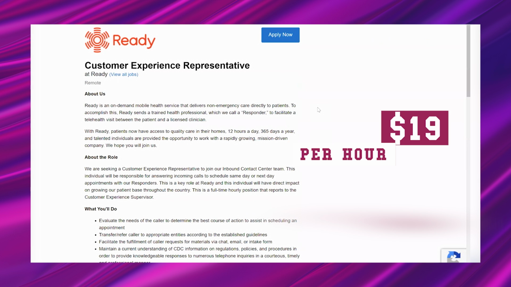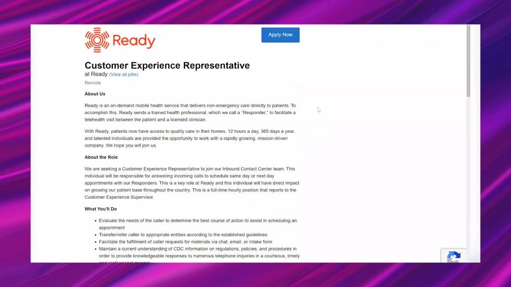So getting into it, it says about us, Ready is an on-demand mobile health service that delivers non-emergency care directly to patients. To accomplish this, Ready sends a trained health professional, which we call a responder, to facilitate a telehealth visit between the patient and a licensed clinician. With Ready, patients now have access to quality care in their homes 12 hours a day, 365 days a year, and talented individuals are provided the opportunity to work with a rapidly growing mission-driven company. We hope you will join us.